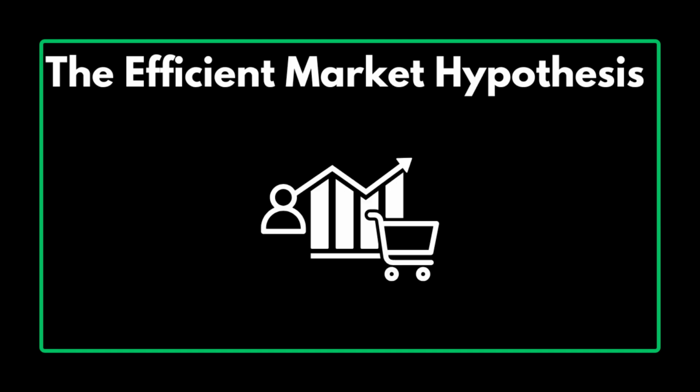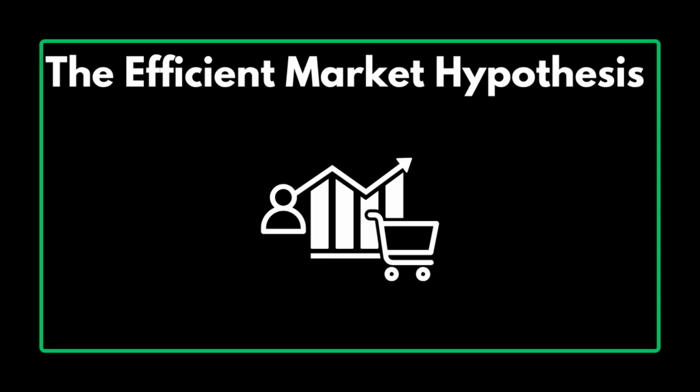The efficient market hypothesis is an economic theory that explains how financial markets work and why it is very difficult for investors to consistently earn higher returns than the overall market. The theory was developed by economist Eugene Fama in the 1960s and is based on the idea that stock prices always reflect all available information.